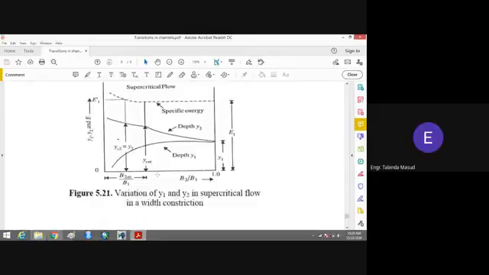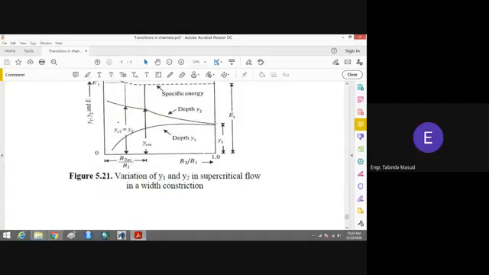This is the last figure, which is plotted between the depth of the flow and the ratio of B2 divided by B1. On the y-axis we have the depth of the flow, on the x-axis we have the ratio of the widths, and initially we have this depth of the flow. You can see that depth y1 is almost constant when y2 is getting increased in the contracted section. This is depth y2.